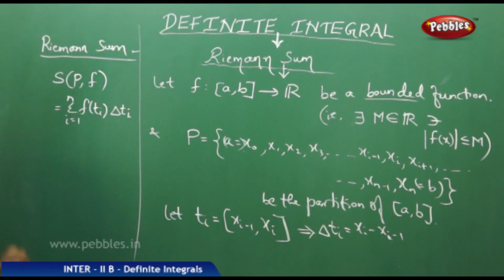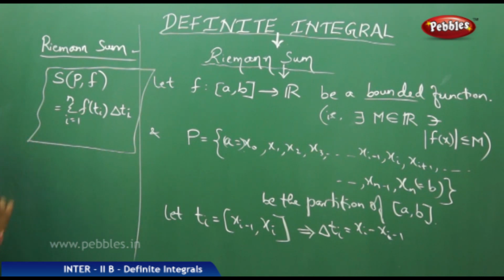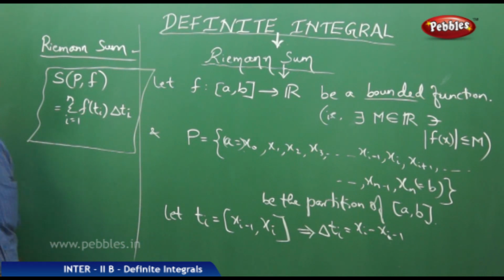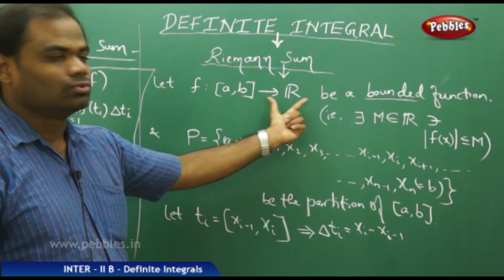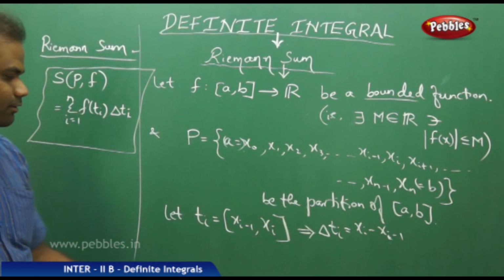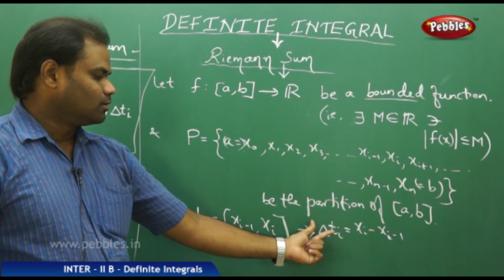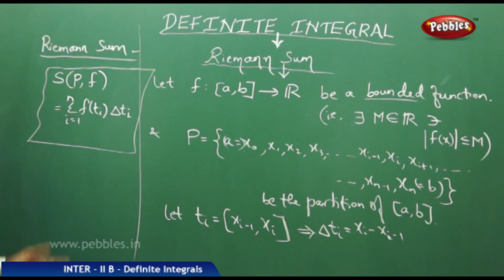So the Riemann sum is generally denoted by S_P(f) and is defined as sigma running from i equal to 1 to n of f of t_i delta t_i, where f is the function defined on the closed interval [a, b] to the set of real numbers, and delta t_i is the length of the interval [x_{i-1}, x_i]. You can also denote this with delta x_i, but both are the same.